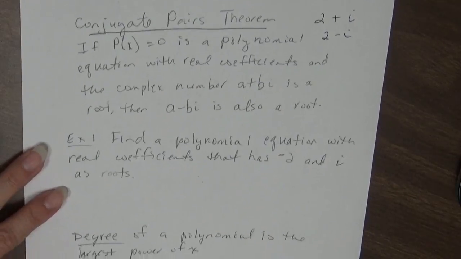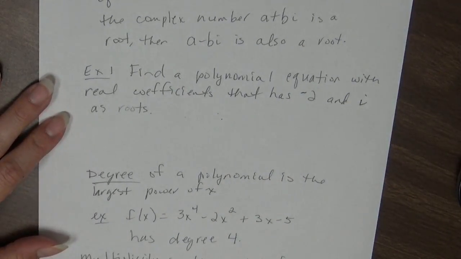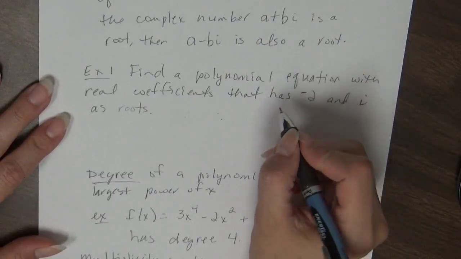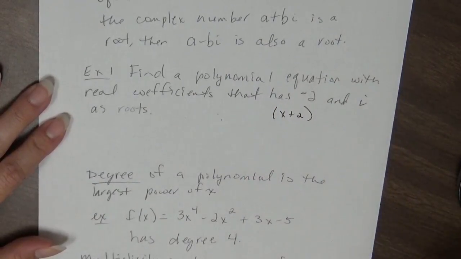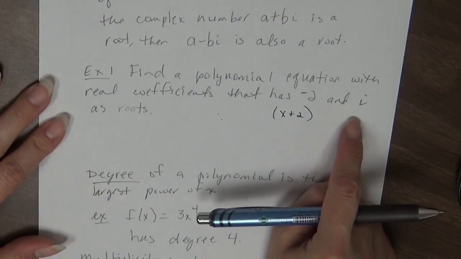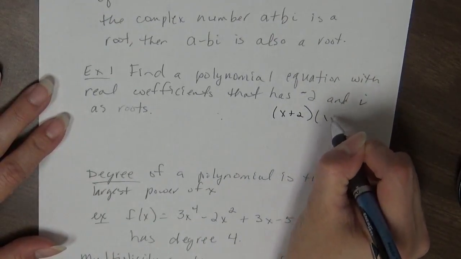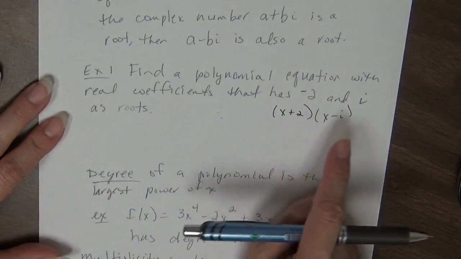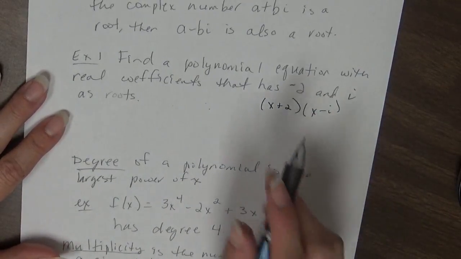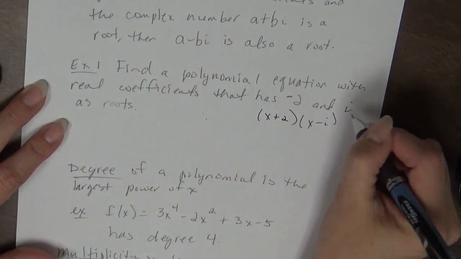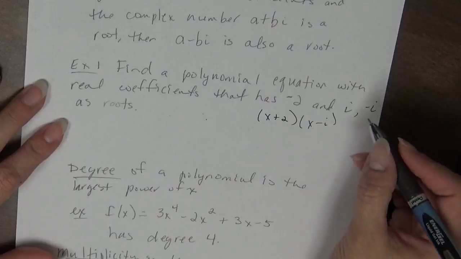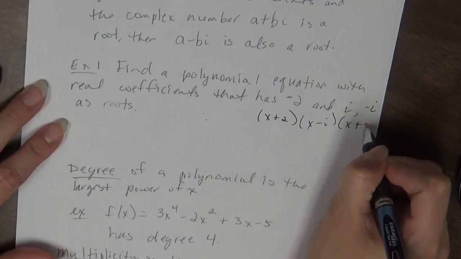So let's look at example 1. Find a polynomial equation with real coefficients that has negative 2 and i as roots. All right, if it has negative 2 as a root, then that means it has a factor of x plus 2. If it has i as a root, then that means it has a factor of x minus i. And by the conjugate pairs theorem that we just saw, if i is a root, negative i will also be a root. So we can put the factor for it as x plus i.